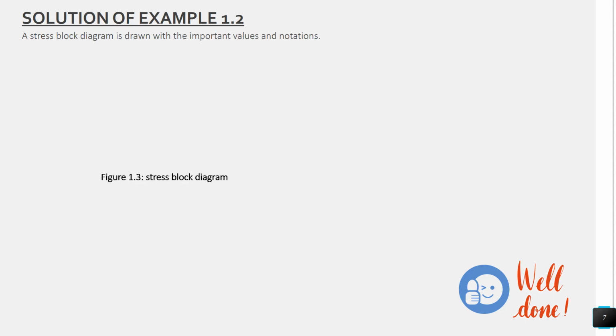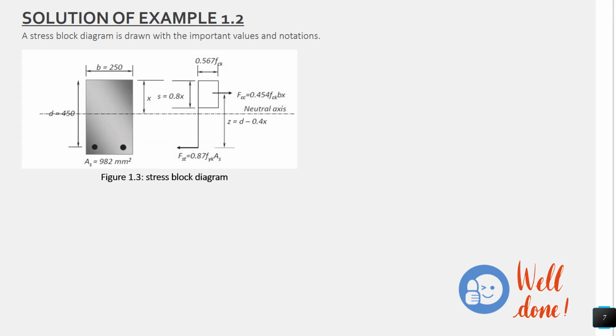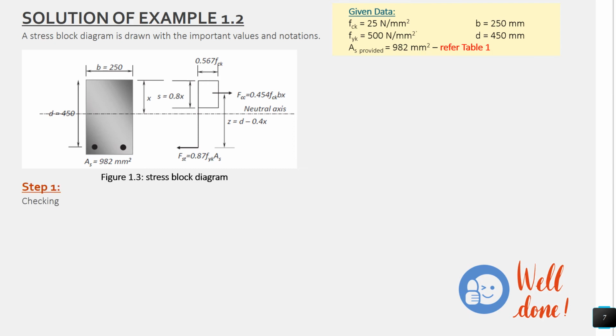Solution of example 1.2. A stress block diagram is drawn with the important values and notations as shown in figure 1.3. Firstly, refer to table 1 to determine area of tension reinforcement according to the size and number of reinforcement. 2H25 is 982 mm². Step 1. Checking neutral axis depth, x.